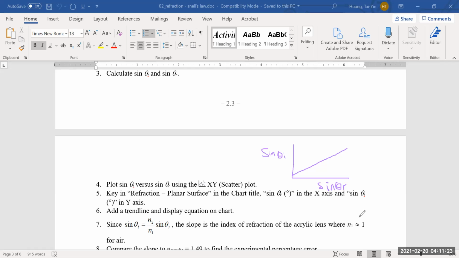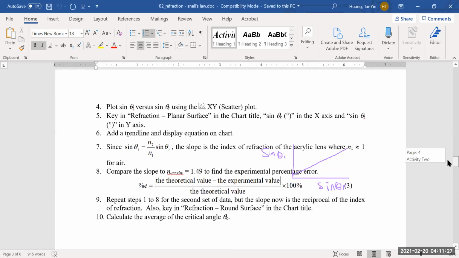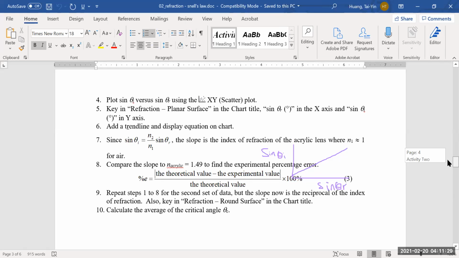The index of refraction of the D lens is actually given, which is, let me find, okay, 1.49, which we're going to use when you are using the tool to get your data. So basically just follow this and get the slope, and you'll be able to find out what the index of refraction value is for the D lens.